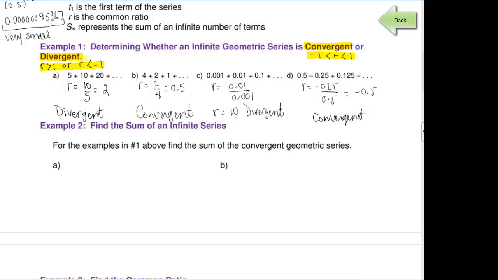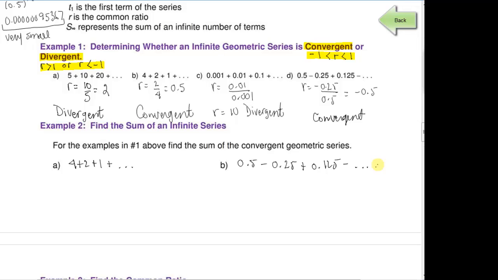So we're going to do example 2 on this video also. You've been asked to find the sum of an infinite series, and we're going to take our examples from our first example here. And we are going to use the ones from example 1 that are convergent geometric series. So that means B, 4 plus 2 plus 1, and our second one is D, which is 0.5 minus 0.25 plus 0.125 minus, and then dot, dot, dot.